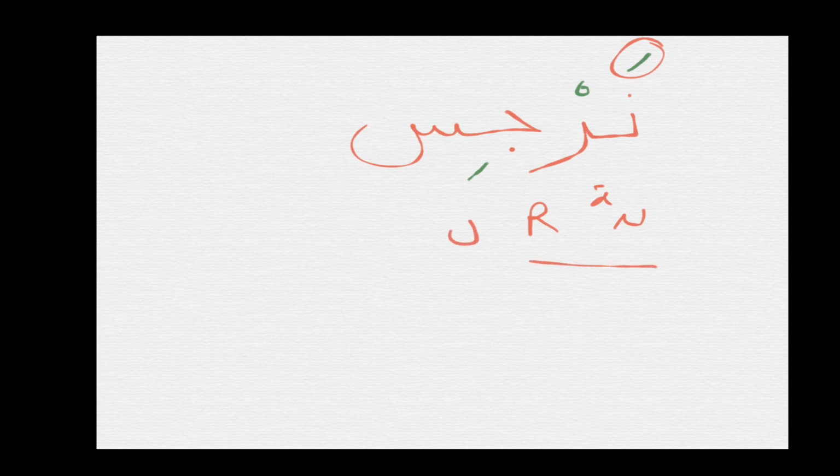And J with a short vowel E, you'd pronounce it Narje. And finally, the last letter is S. You would read it Narjis. And Narjis in Arabic means daffodil. Another example.